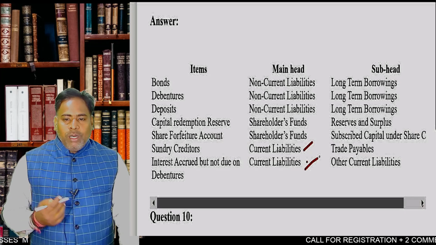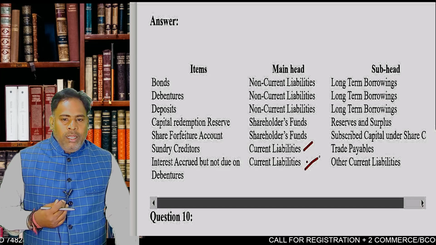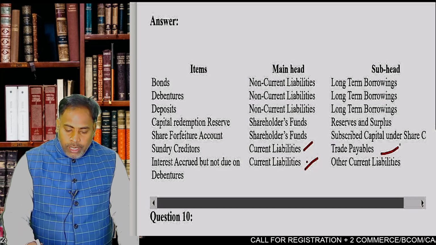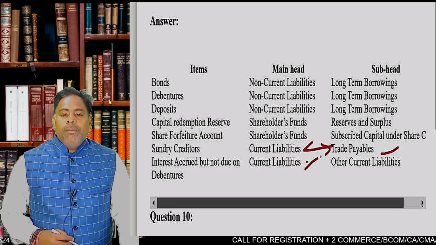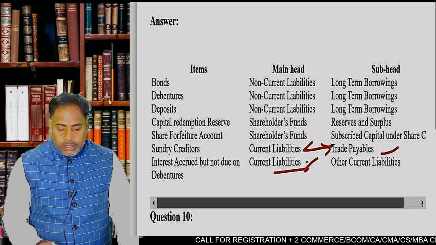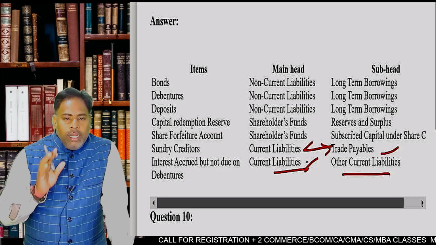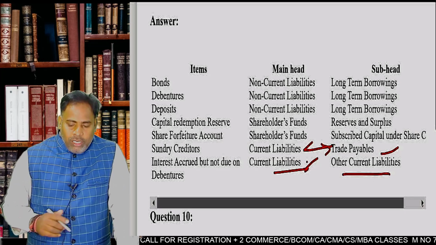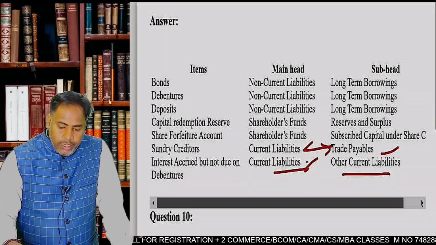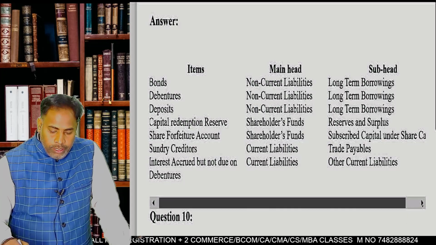So this is a current liability. You have to pay them. Basically the subhead is trade payable, and the main head is current liability, the other current liability. I hope it is clear to you. Okay. So shall I continue? I hope all the things are being cleared.